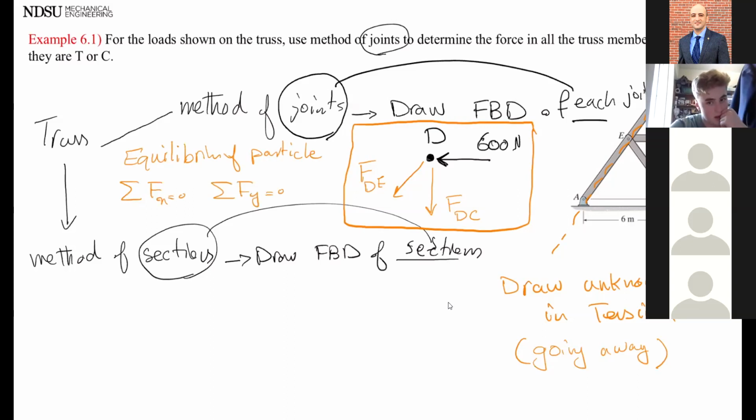You should have up to 2 unknowns on every joint because you only have 2 equations. Summation of forces in X, summation of forces in Y. In this case, for joint D, we have 2 unknowns, so we should be able to figure it out.